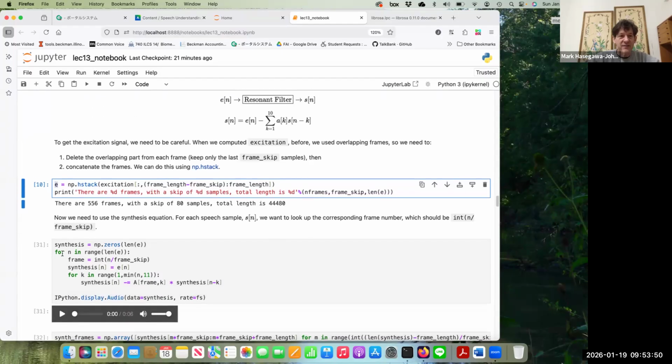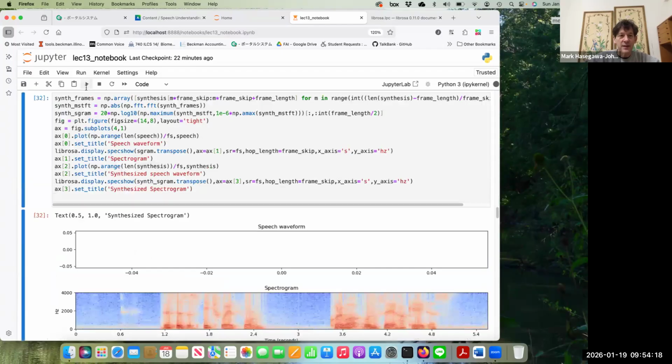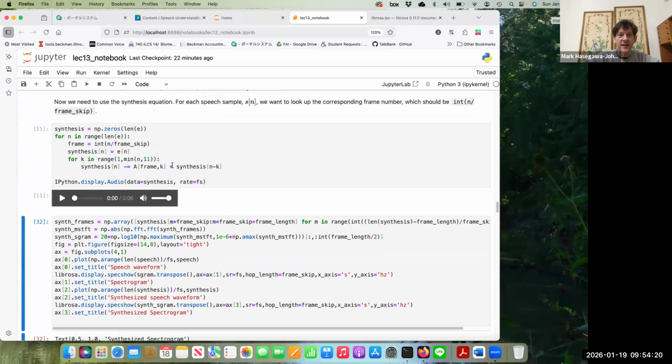Then I'm going to take that E of n and create a synthesized speech waveform, which has the same length. For each of those synthesis samples, I'll set the synthesis sample equal to E of n. And then for k in the range from 1 to 10, notice not from 0 to 10, but now from 1 to 10, I'm going to subtract a of k times the synthesis signal at n minus k. So for k equals 1 to 10, I subtract the feedback synthesis sample, and I get something that sounds like this.